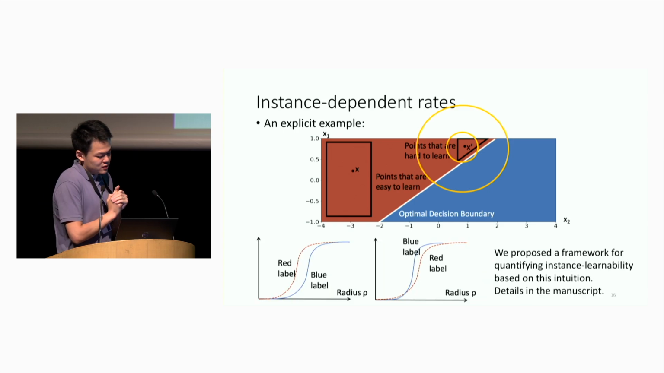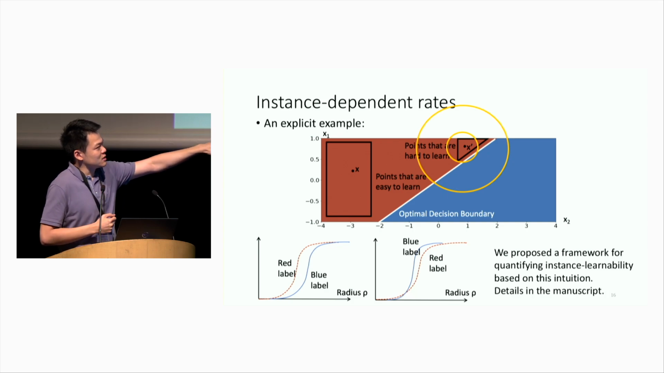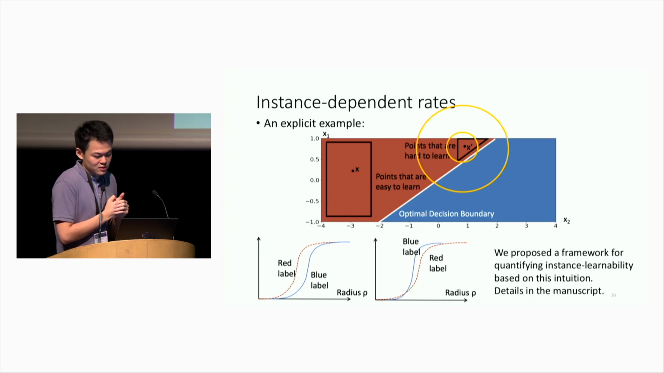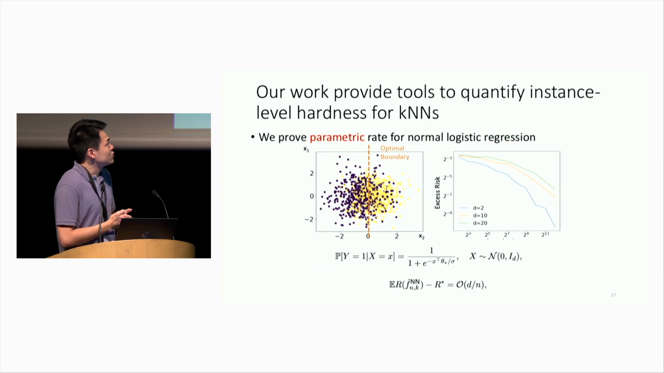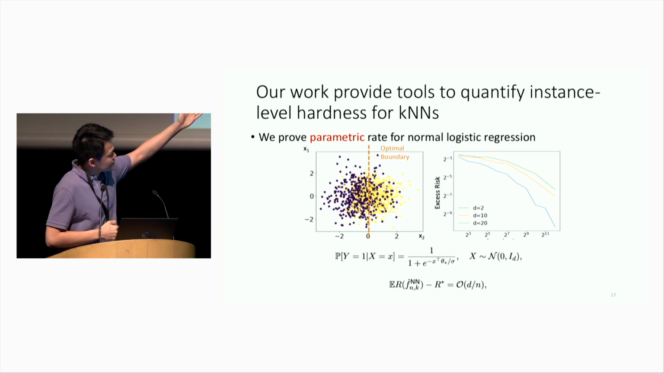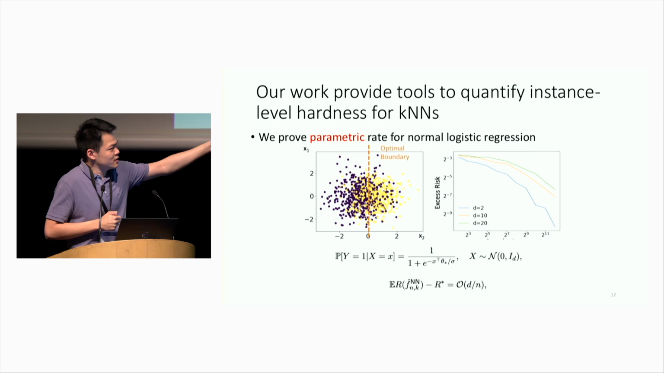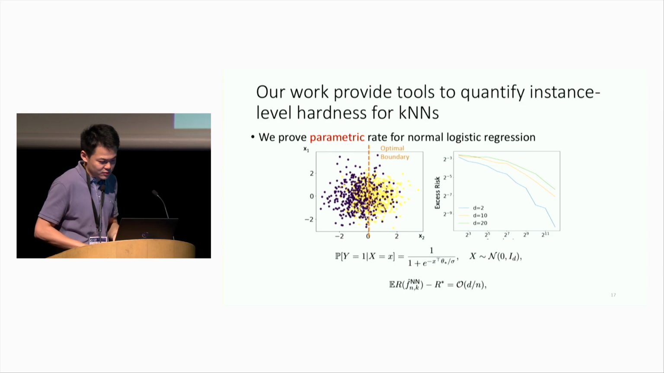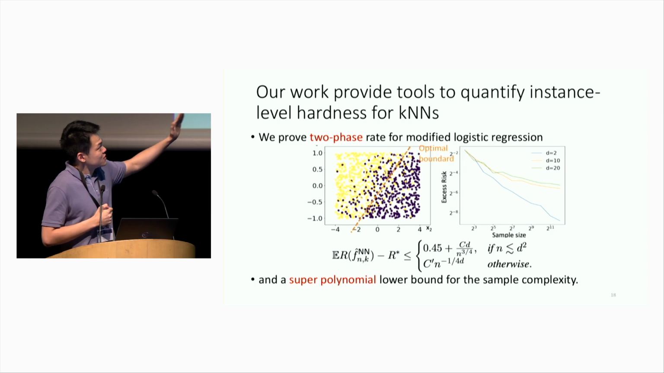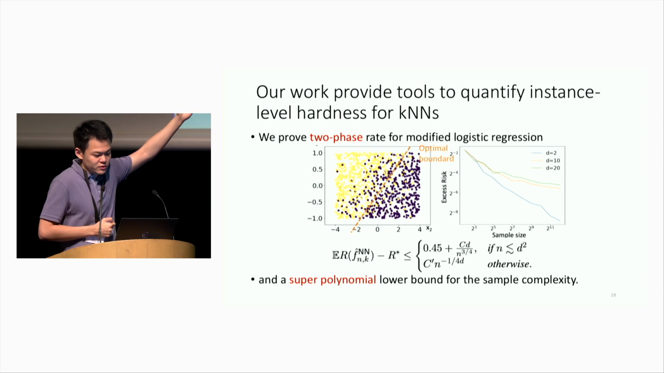And so the main technical contribution of our work is proposing a framework for quantifying instance learnability. Using this framework, we can, in theory, prove that if I have a normal logistic regression, then the nearest neighbor classifier can achieve the optimal parametric rate d over n, where d is the problem dimension and n is the sample size. And for this slightly rotated, very simple uniform distribution with a linear boundary, the nearest neighbor classifier will have two phase rates.